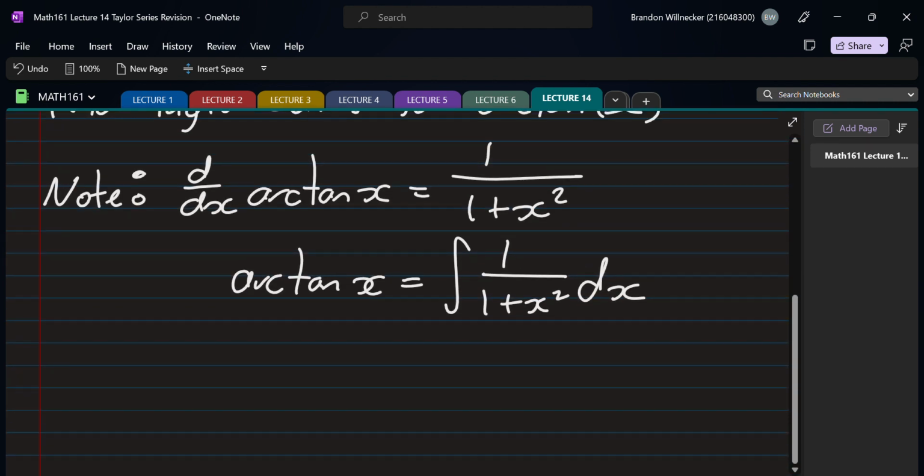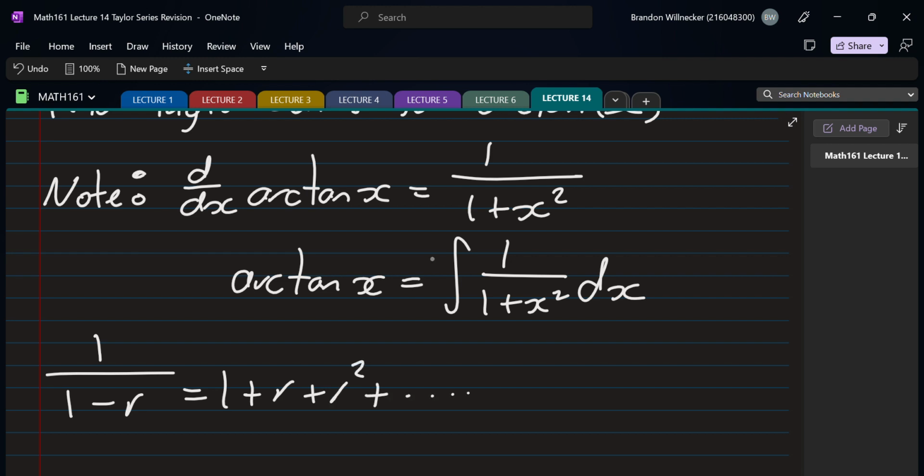Now this 1 over 1 plus x squared, we can treat it like an infinite geometric series. So remember that 1 over 1 minus r is 1 plus r plus r squared plus dot dot dot. Right? The geometric series where the ratio is r. So here we've got a geometric series, but the ratio r is minus x squared. Okay, because you've got the minus from there, but that's a plus x squared, so you need to put a minus x squared. So here r equals minus x squared. Okay, just so that we get that plus over there.